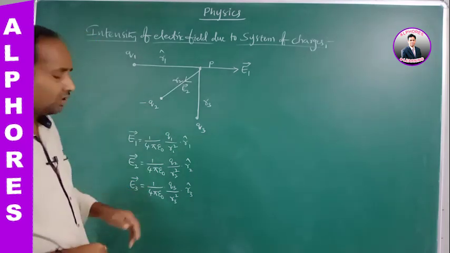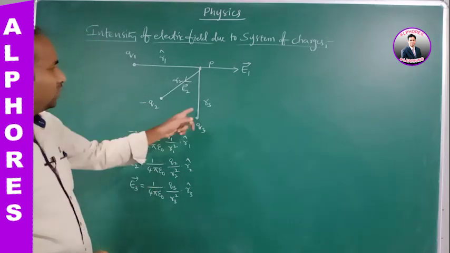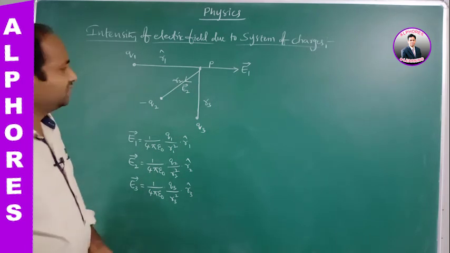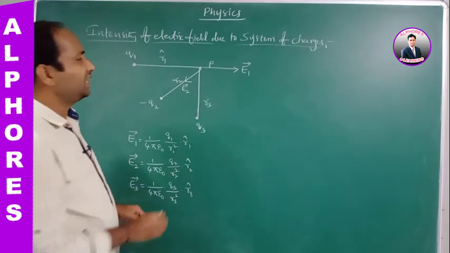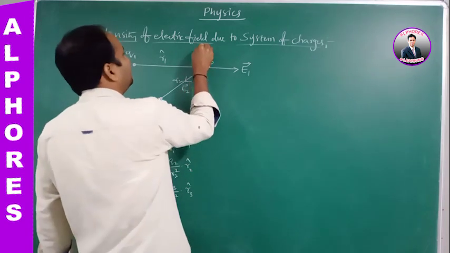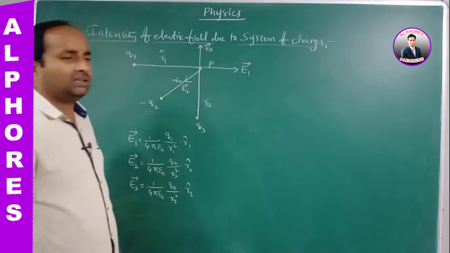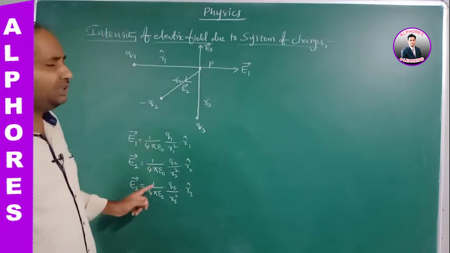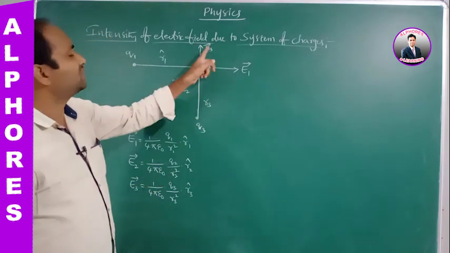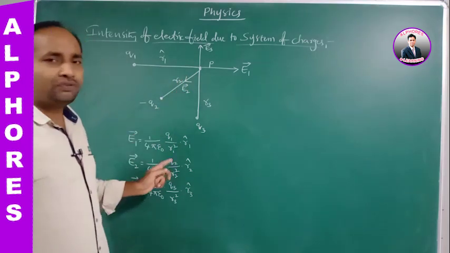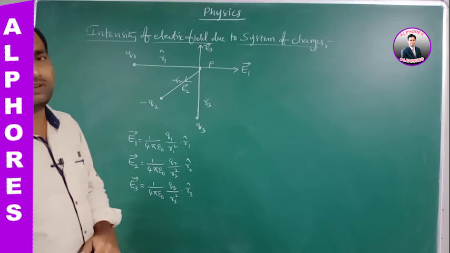And again, what about the third one? The magnitude of E3 is 1 by 4 pi epsilon naught, q3 by r3 square. Again, this is a positive charge, so the direction of intensity of electric field is radially outwards. So here we have the magnitudes of E1, E2, E3, and we know their directions. Now we should find the resultant intensity of electric field.